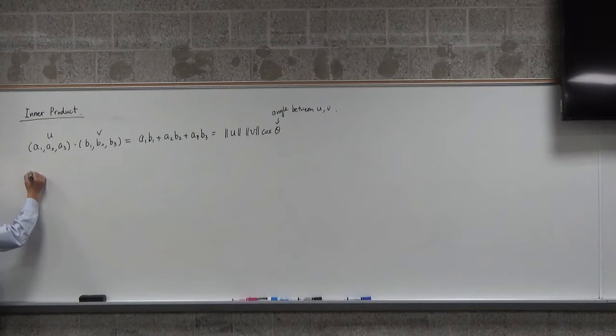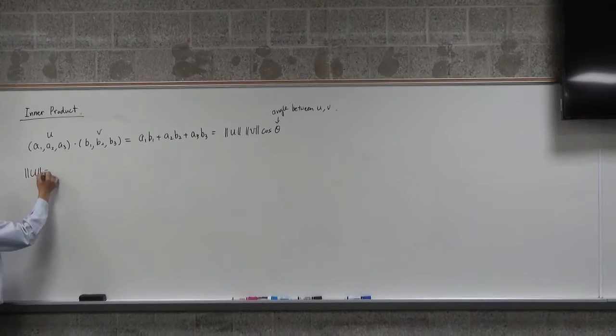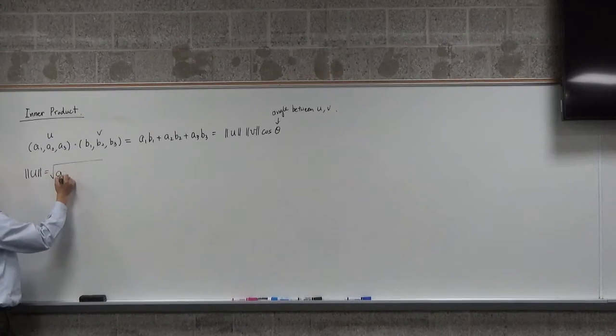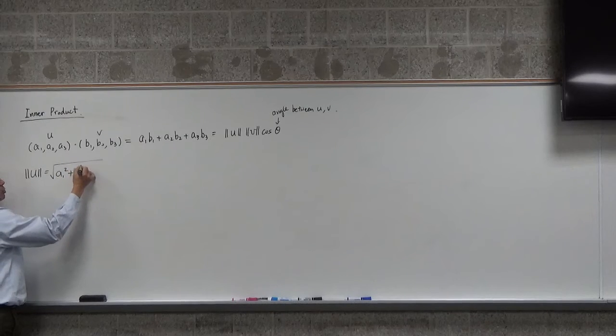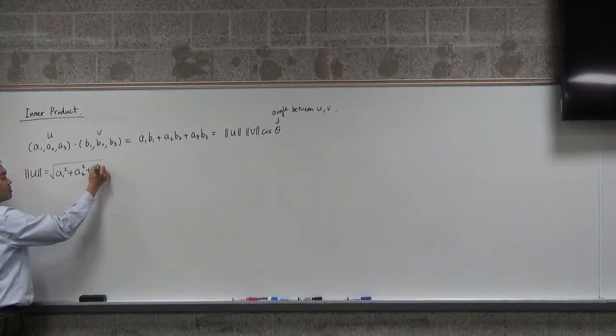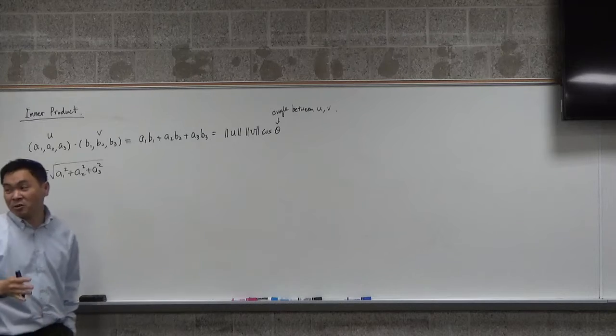First, we talk about the norm of a vector. How do you calculate the norm of a vector? It's just the Pythagorean theorem, right? You take the square root of the sum of the squares of all the coordinates, which just follows from the Pythagorean theorem.